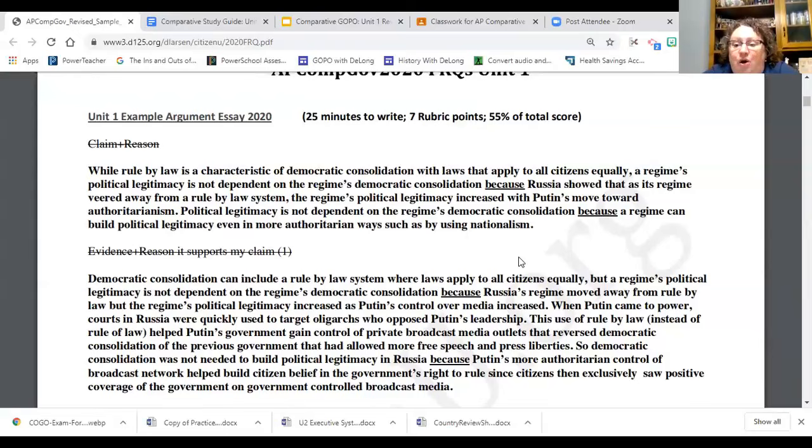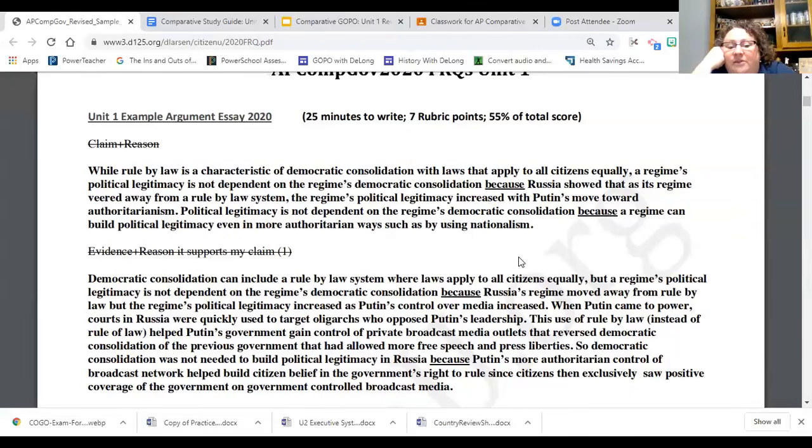Russia showed that as a regime veered away from its rule of law system, the regime's political legitimacy increased with Putin's move towards authoritarianism. Political legitimacy is not dependent on a regime's democratic consolidation, because a regime can build political legitimacy even in more authoritarian ways, such as by the use of nationalism. So there's your claim and your reason.